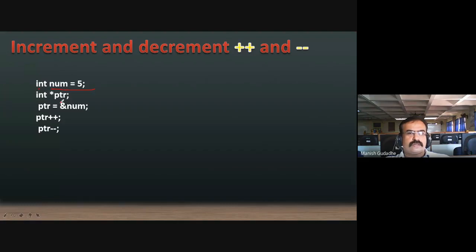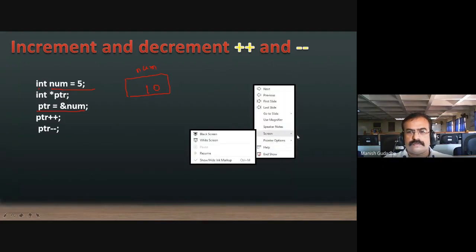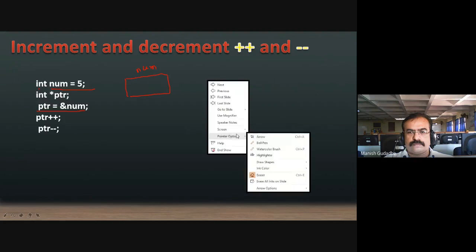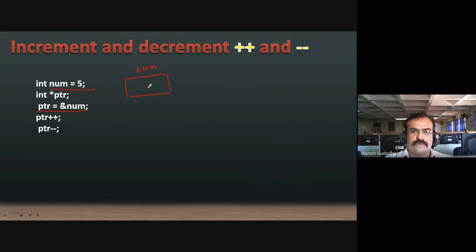So let us say that an integer number is initialized to 5, and a pointer holds the address. This will be named as num, and it is going to hold value 5. It is holding a number 5. And let us say that it is stored at address 100. There is another variable declared which is called PTR. It is a special variable, that is a pointer variable. And let us say that it is stored at 200.